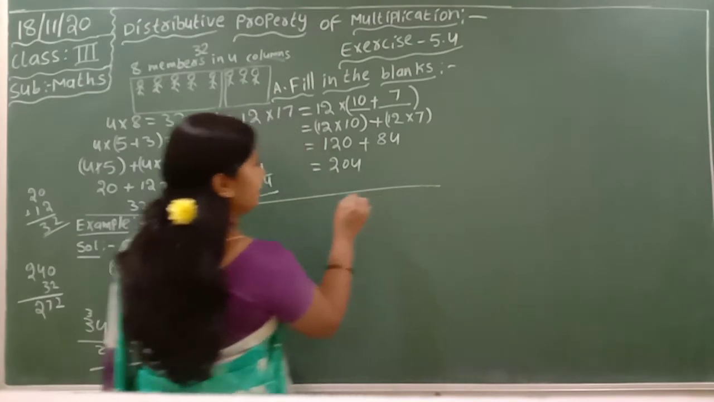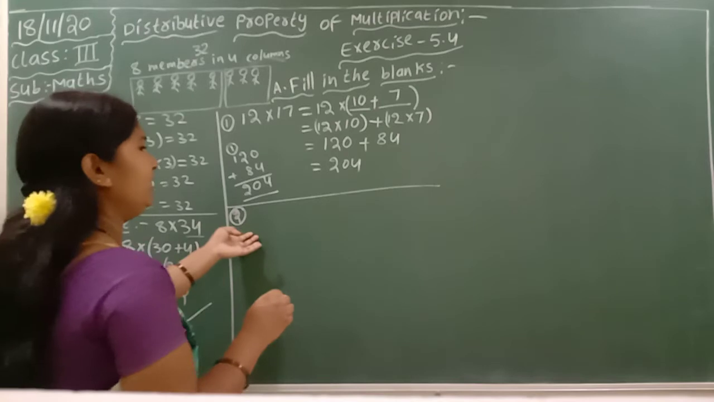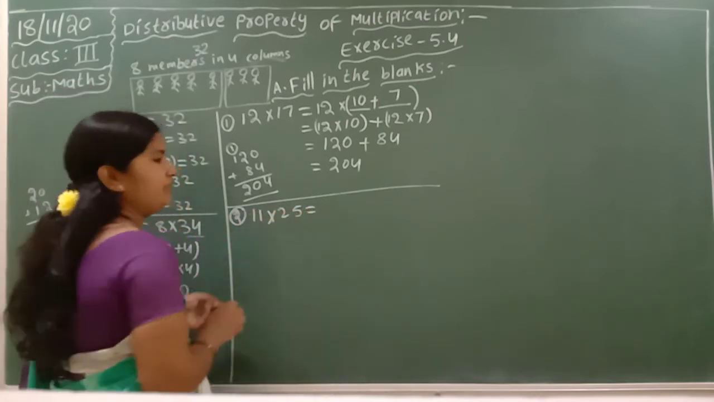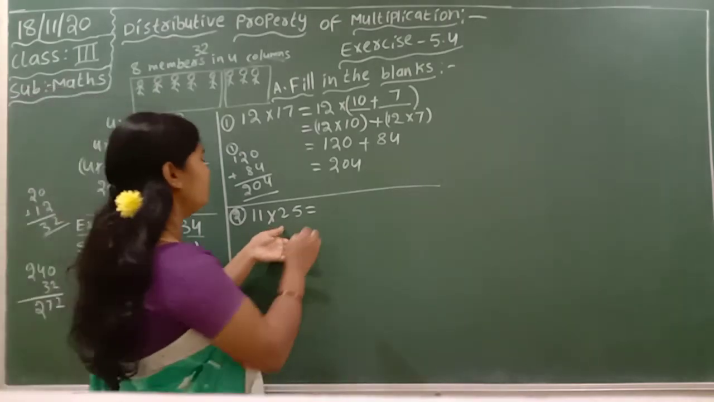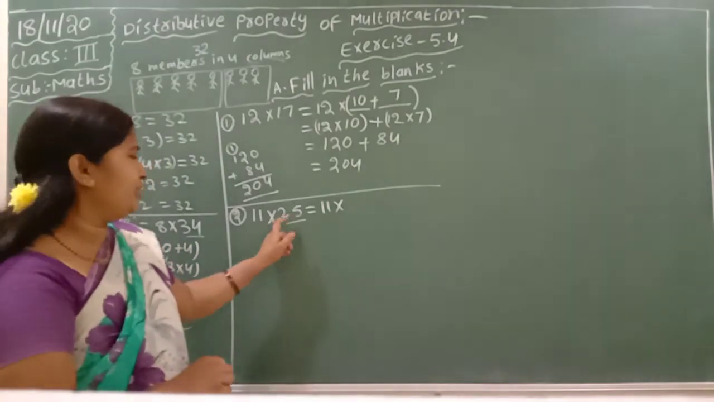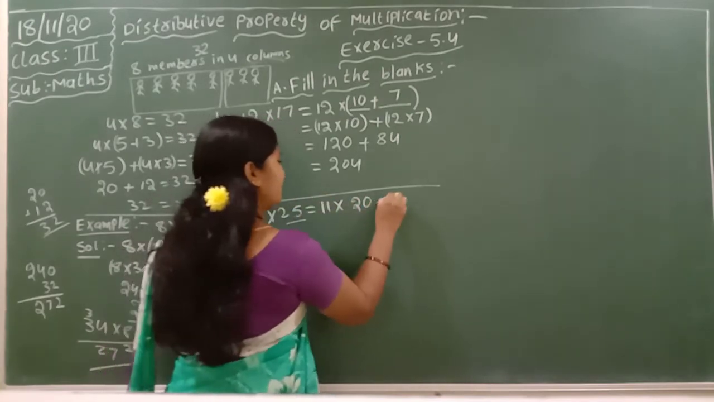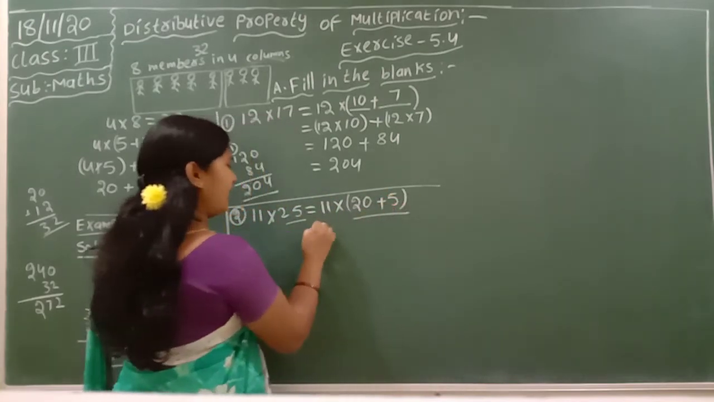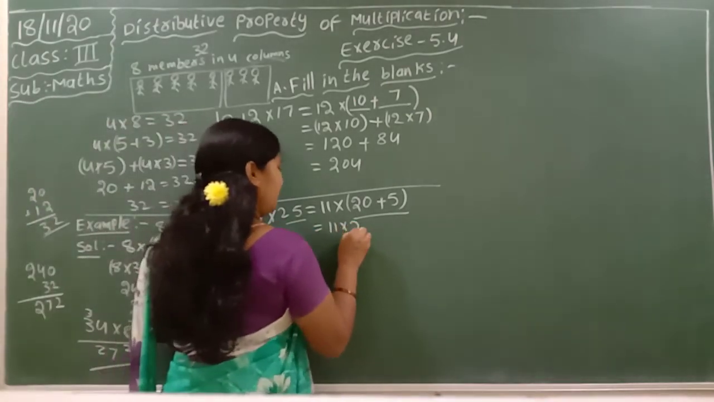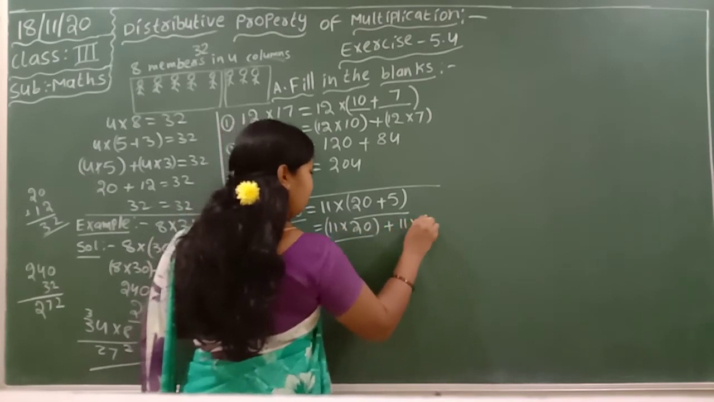204. Same like this. One more question. Second one, that is 11 into 25. Here also they separated this 25 number: 2 is in the tens place, that is 20, plus 5 in the ones place. 20 plus 5, you are getting 25 only. Now you can multiply: 11 into 20 plus 11 into 5.